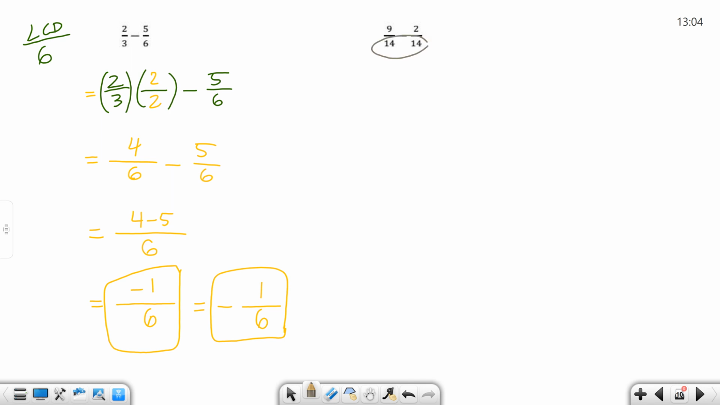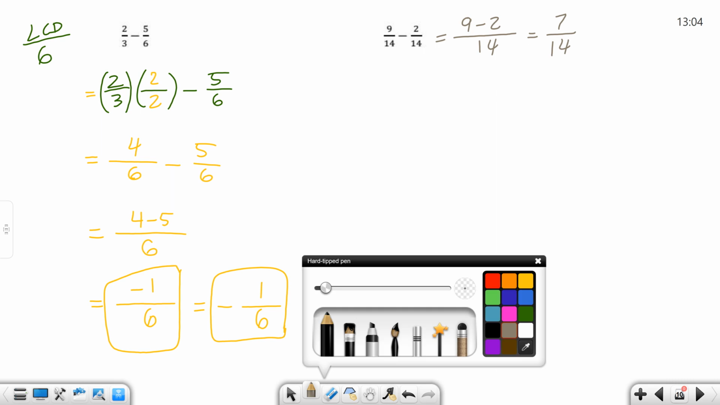9/14 minus 2/14. Are they identical? Glory, hallelujah, yes, right? That means this is going to be over 14, and it's going to be what? 9 minus 2. Well, what is 9 minus 2? It's 7 over 14. Am I done?